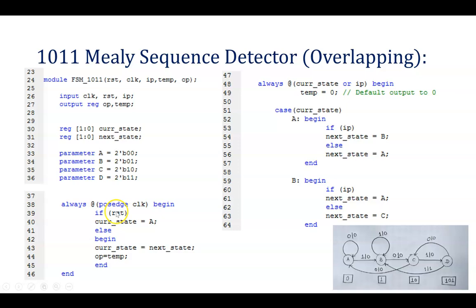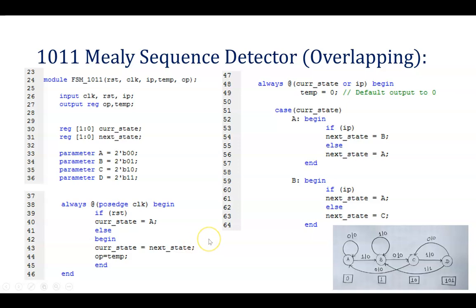Else, if reset is 0, the system will perform its normal operation. So what will happen? Else, the next state will become my current state. What is the meaning of that? If you are moving from A, you'll be moving to B. At that moment B will be your current state, and from B you will move to C, or you will stay in B only. That way you need to think, and that's why the next state becomes your current state. So at the positive edge of the clock, the next state will be assigned to your current state.